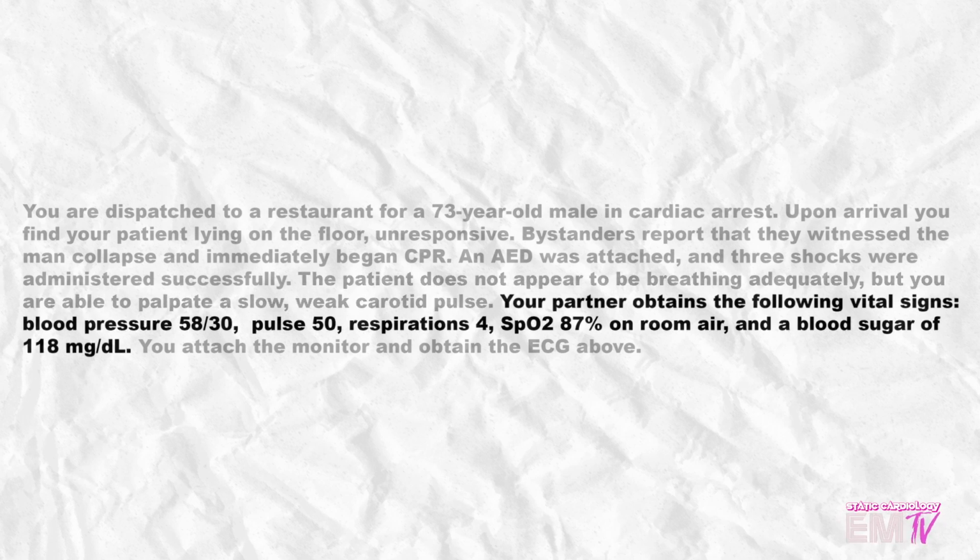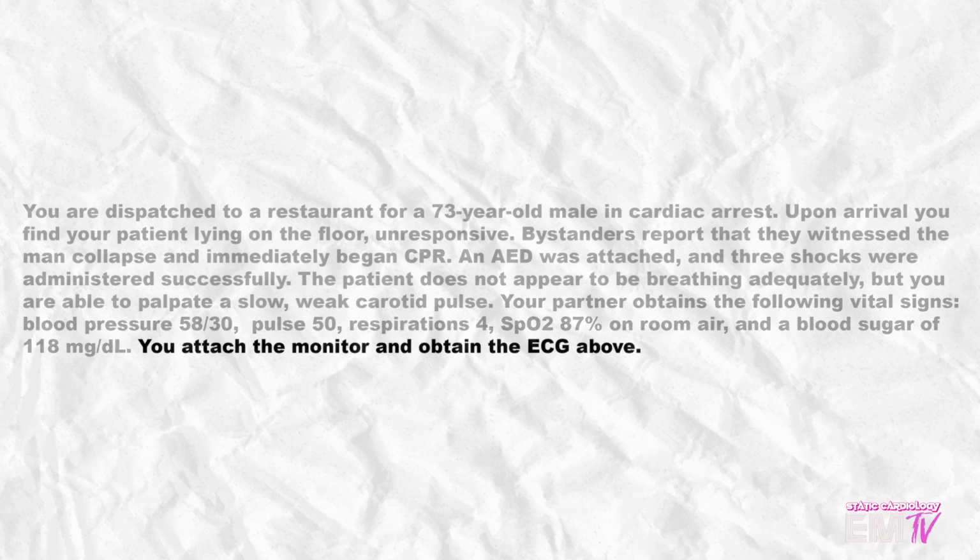Your partner obtains the following vital signs: blood pressure 58/30, pulse 50, respirations 4, SpO2 87% on room air, and a blood sugar of 118. You attach the monitor and obtain the ECG above.